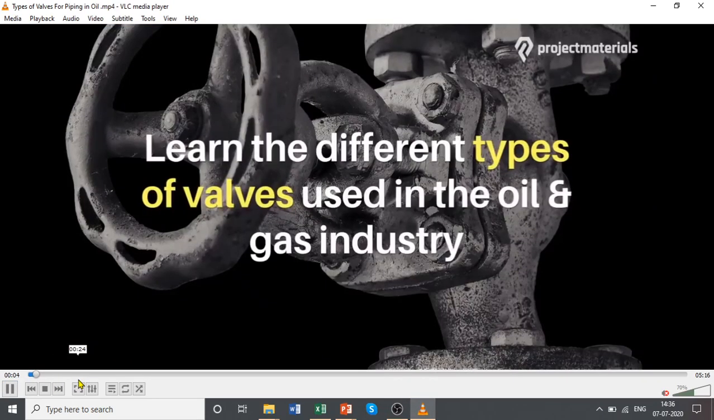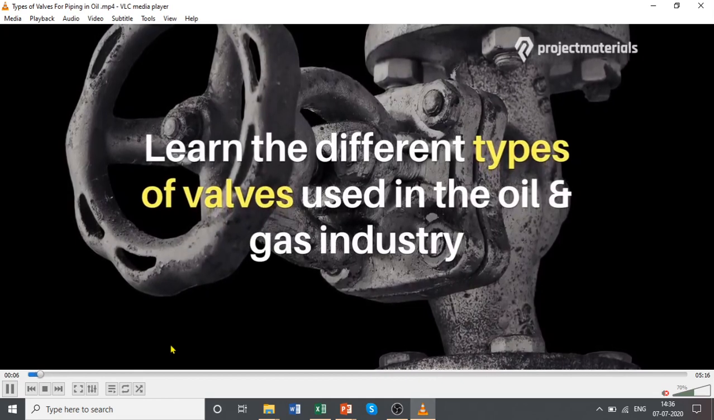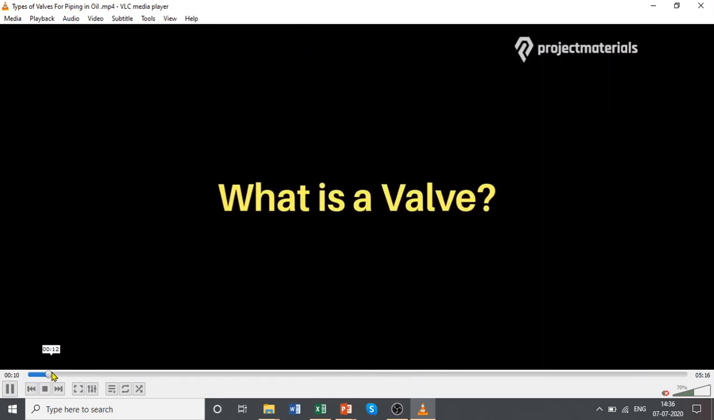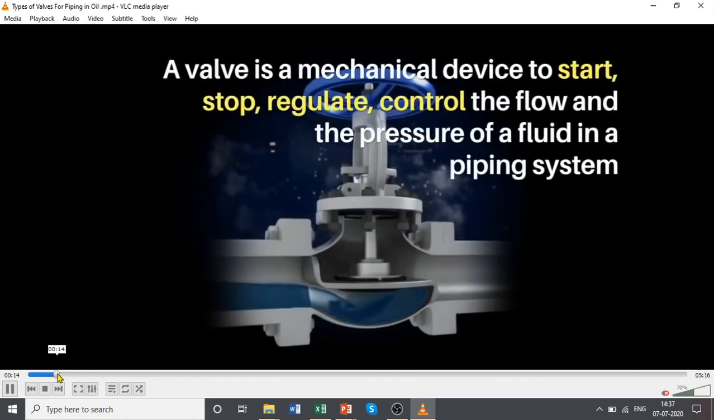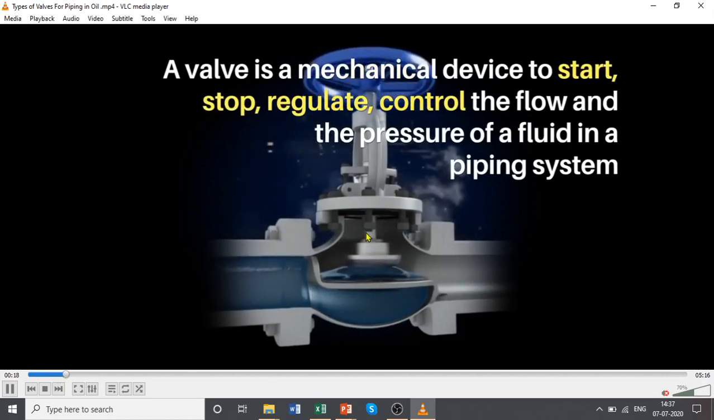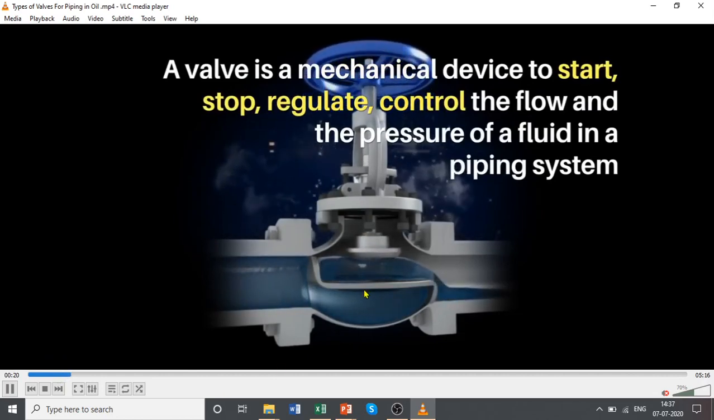You can see this video for yourself as well later. Just let us fast forward a little bit. Valve is used for controlling the flow rate. So you see the valve is opening now, fluid is going from left to right.